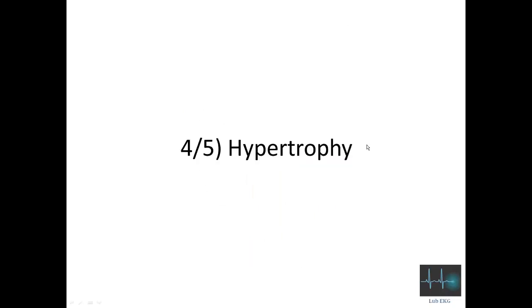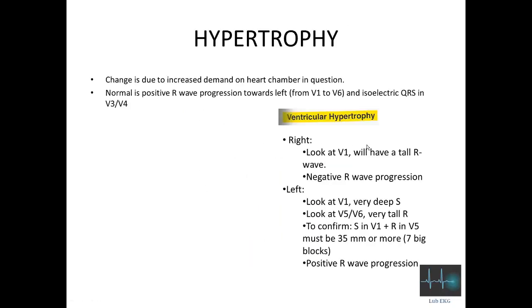Okay, so fourth point, hypertrophy. Hypertrophy is essentially just an adaptive process of the cardiac muscle to demand on the heart chamber. Now, normally we want to see a positive R-wave progression towards the left of the heart, looking at the precordial leads, V1 on the right side to V6 on the left.